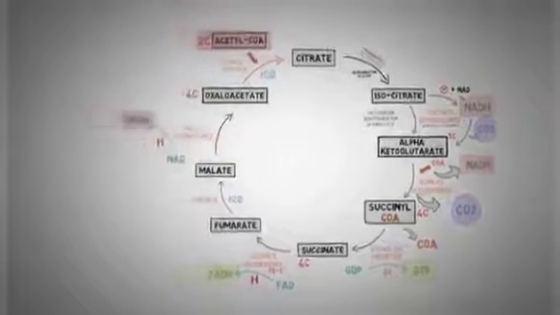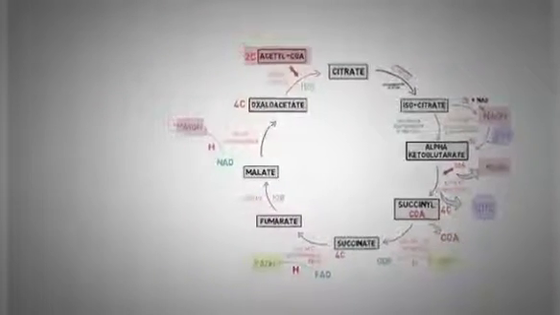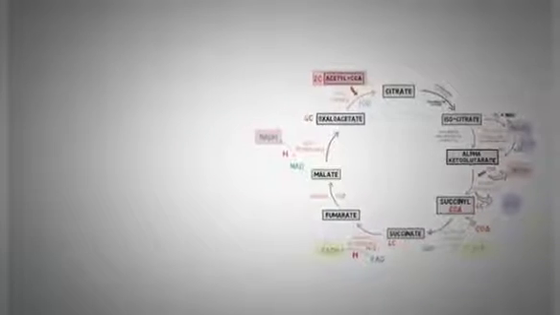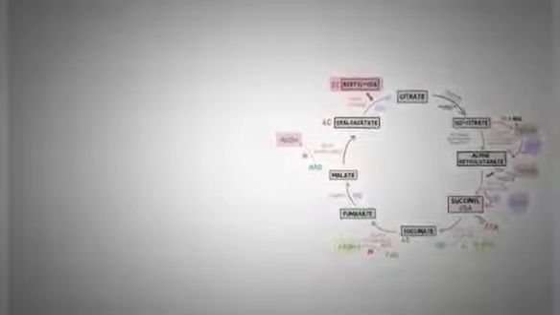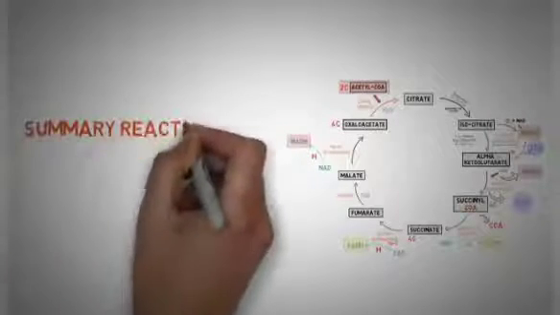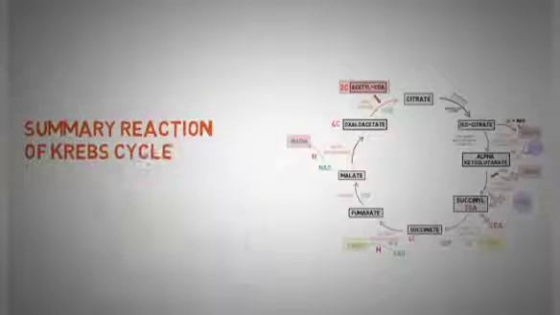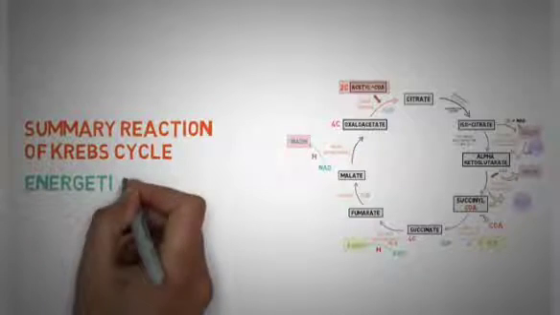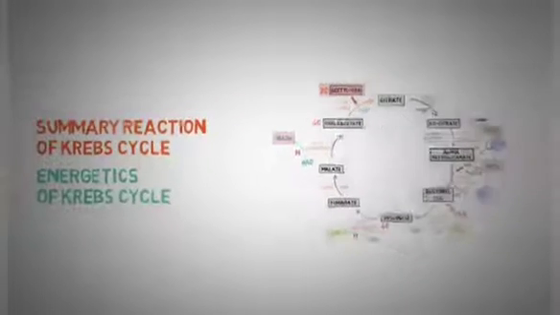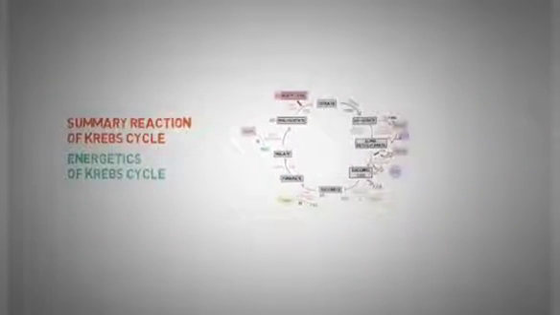Now there are a few other important concepts regarding the Krebs cycle that you must understand to have a complete knowledge about this biochemical cycle. The first is the summary reaction of this cycle. And the second is the energetics of this cycle, meaning how many ATPs are produced for every 1 molecule of glucose that enters this cycle. So first, coming to the summary reaction.